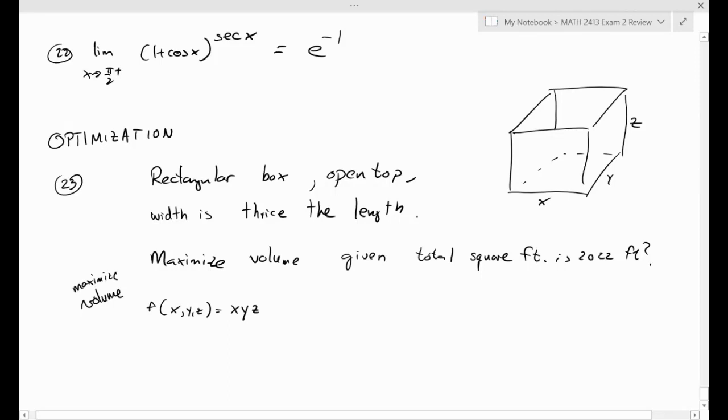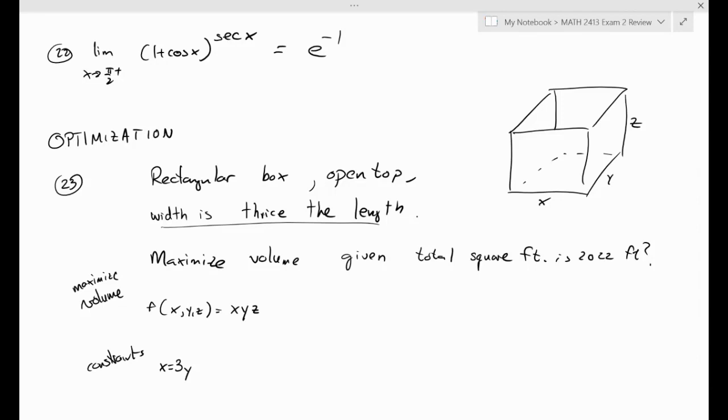What are some of the constraints? Well, with the width, which is, let's say, is x, is 3 times the length, so y. So x would be 3y. What's another constraint? What's the surface area, right? I mean, it's just how much material we have to construct this box with an open top. All right, so the surface area here is another constraining equation.